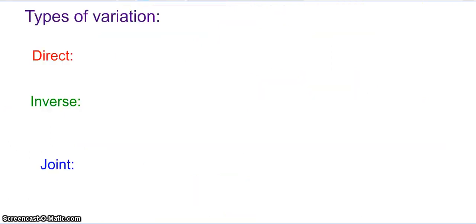Okay, now we're going to talk about types of variation. The most common ones are direct, inverse, and joint, so those are the ones that we're going to talk about here. You hear a lot of times, the relationship between two things, something varies directly as something else, or inversely as something else, or jointly as something else. That's what we're talking about. The direct variation is just a linear model with a y-intercept of 0.